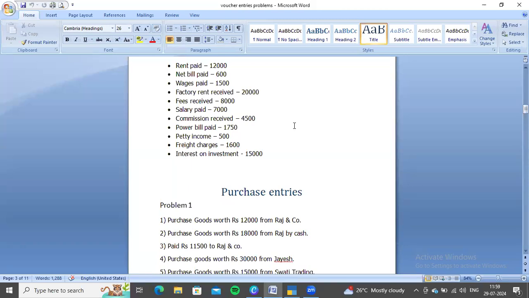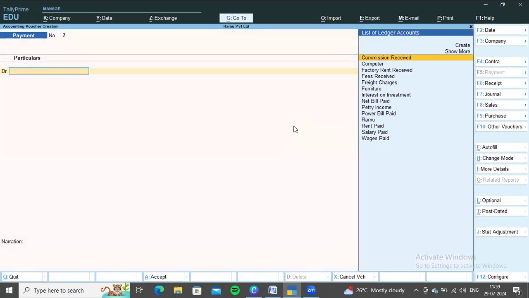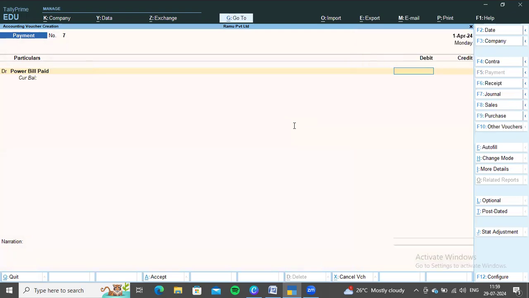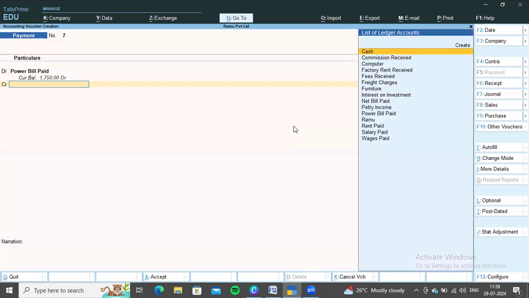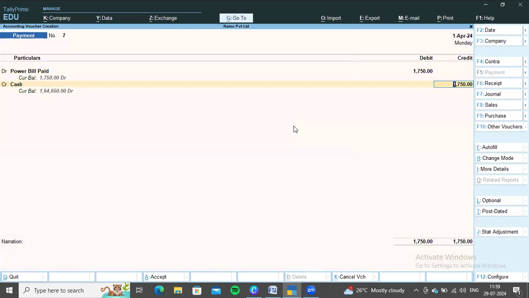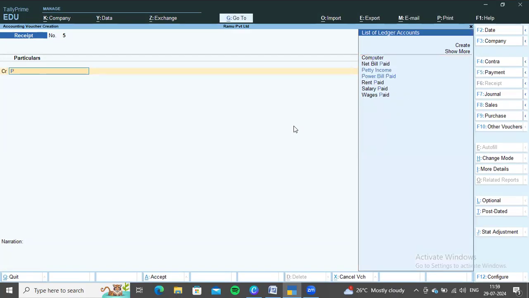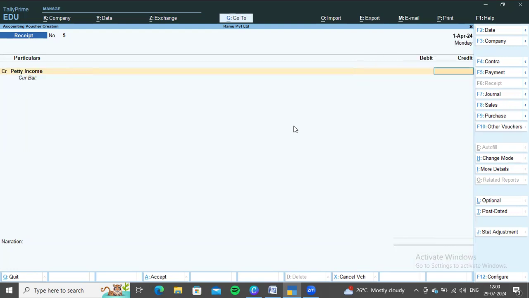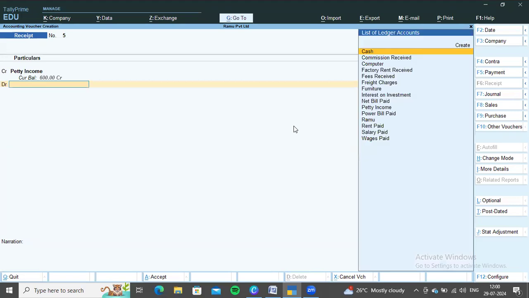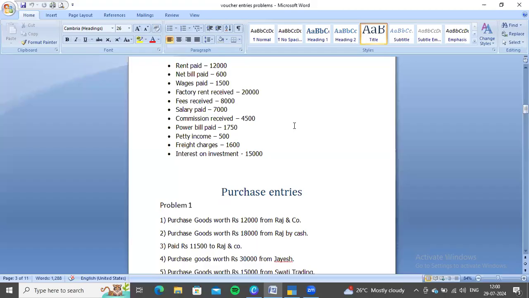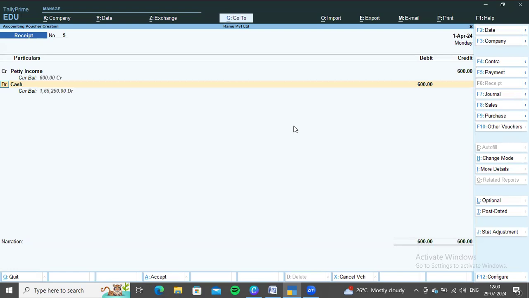And power bill paid. It is a payment. Go to F5 and debit the power bill paid. 1,750 and credit cash account. Petty income. It is a receipt. Press F6 and credit petty income. How much? 600. Debit cash account. No, petty income is 500. Yes. Control A.